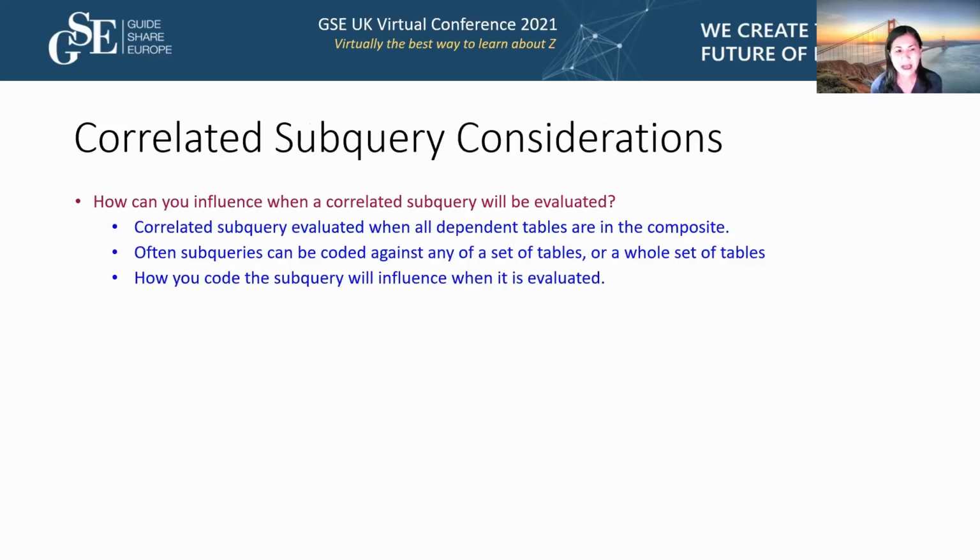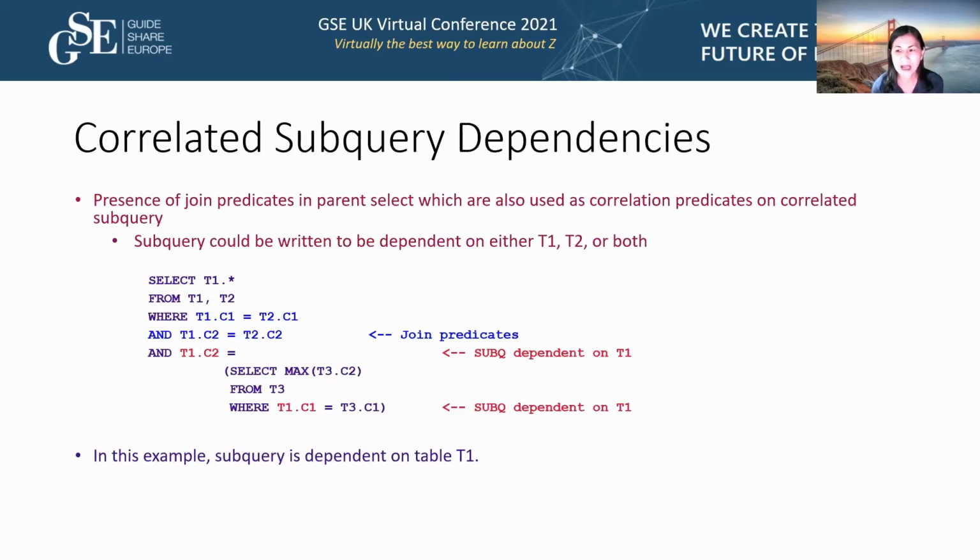There are some considerations for correlated subqueries. How can you influence when a correlated subquery will be evaluated? Usually, a correlated subquery will be evaluated when all dependent tables are in the composite. So when the subquery is called, it can be called against a single table or a set of tables. How you code the subquery will influence when it is evaluated. Here are some examples of how to code the subquery so it can achieve better performance.